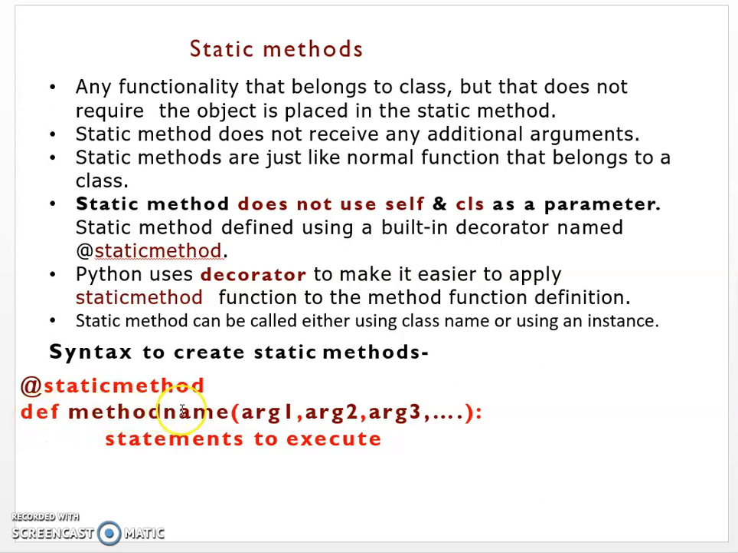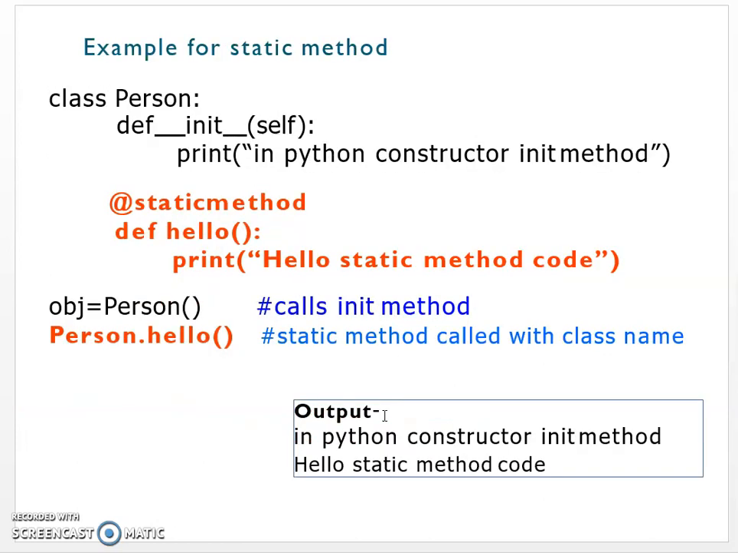So here I have shown the syntax of the static method. @staticmethod, this one is the decorator, def method name, and here are the arguments: argument 1, 2, 3. Here self and cls parameters are absent, because it is a static method. Next we will see an example of the static method.